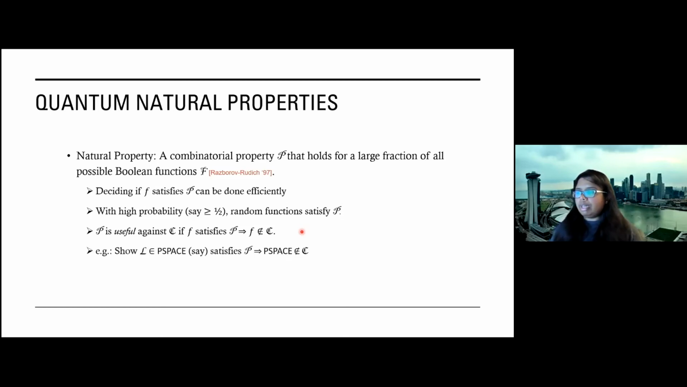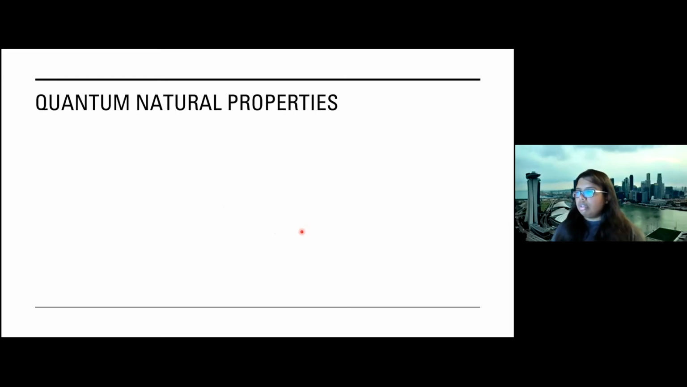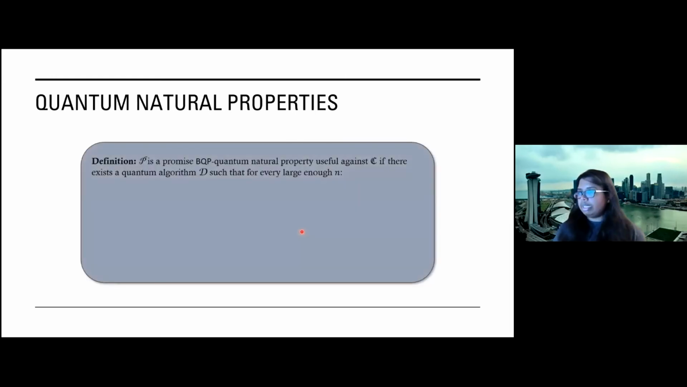For example, if I take a language in PSPACE that satisfies this special natural property, then I can conclude that PSPACE is not in the circuit class. So we have a separation. So what's a quantum natural property? Because we have promise classes here, we only get a promise property. And it's again useful against some circuit class. The best way to think about it is as a quantum algorithm that satisfies certain conditions.